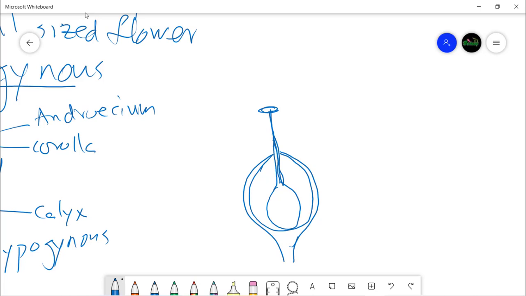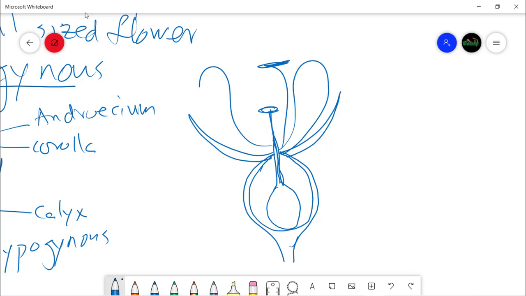Now, where do the other floral parts come from? They arise at the top of these fused margins. So we have sepals, the calyx, the corolla, and then the stamens. So we have sepals, petals, and then stamens. Now you can see that the floral parts seem to arise from the top of the ovary. The ovary is below and the floral parts are arising above the ovary at the top of the thalamus. Now this is a cross section.